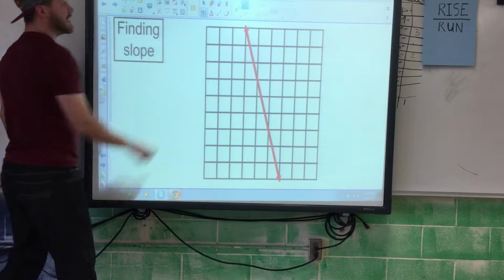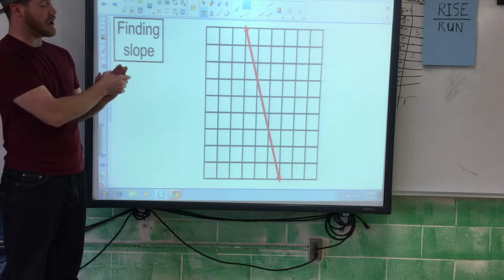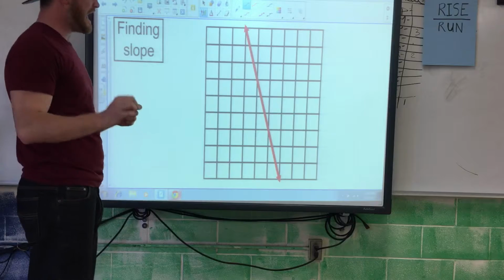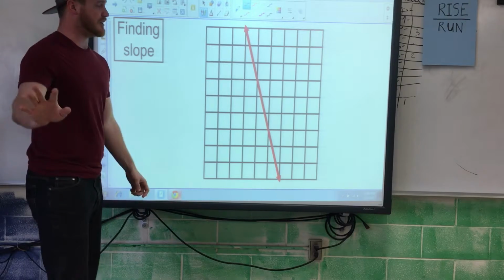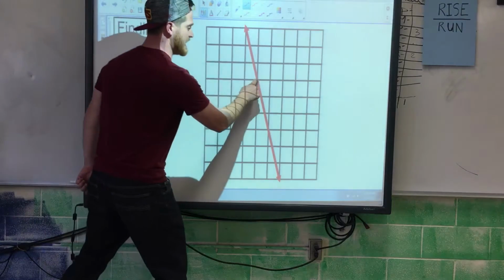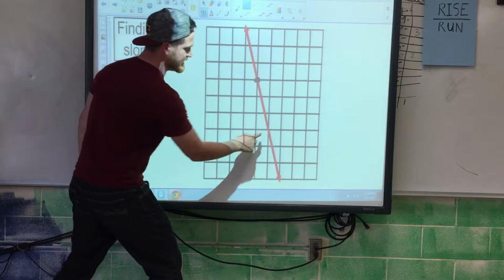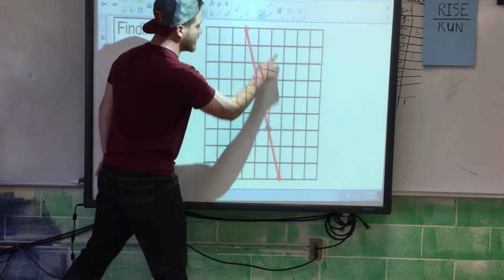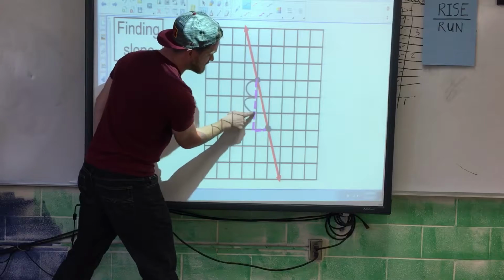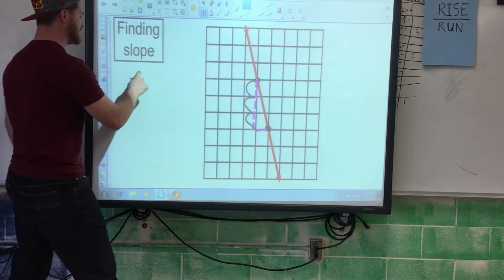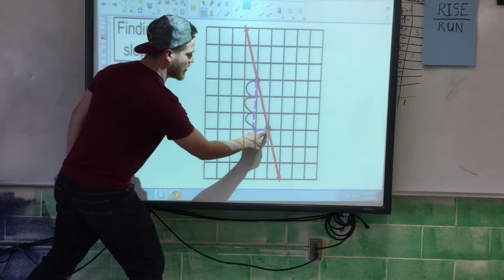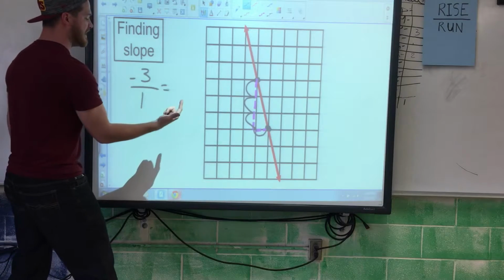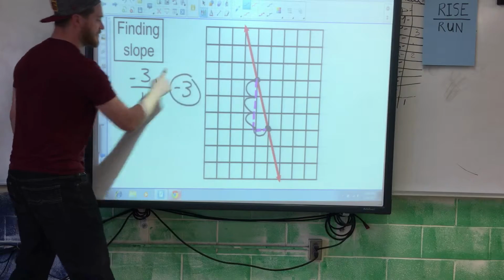All right, moving on. Calculating the slope of this line. Now, it doesn't matter which points you choose as long as it's a perfect intersection. I'll show you what I mean. You're going to get the same answer regardless. So if I choose this point and this point, draw my line, we go down 1, 2, 3. So if I go down 3, again, that's a slope of -3, and then over 1. And a slope down 3 over 1, or -3 over 1, is just a slope of -3.